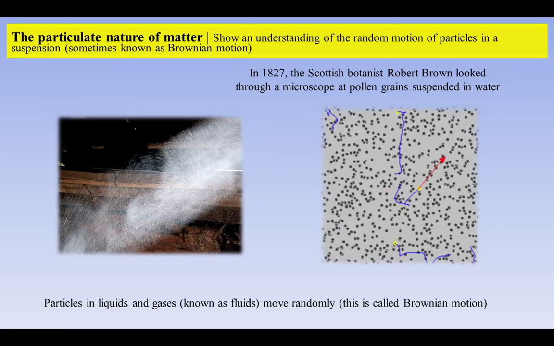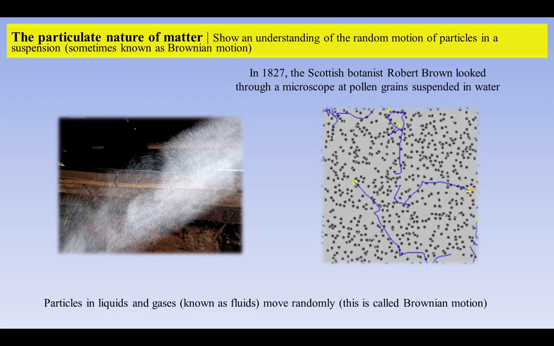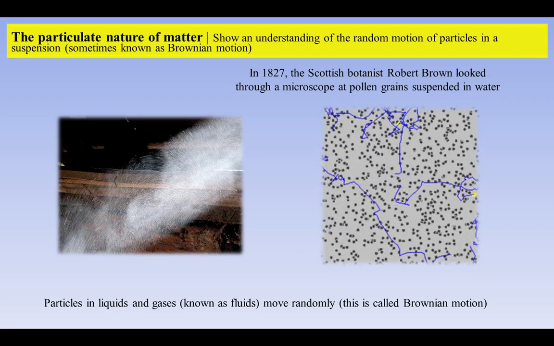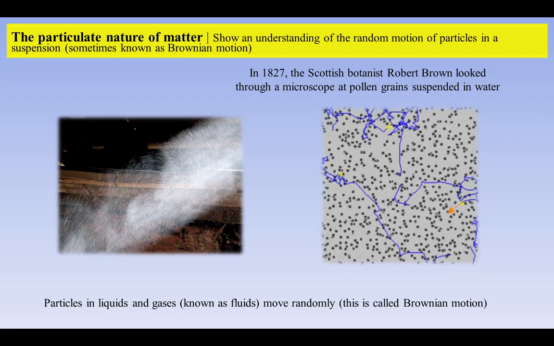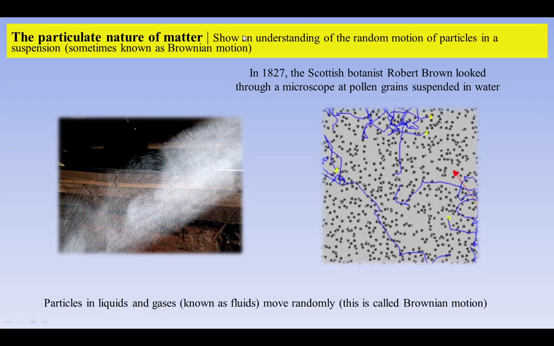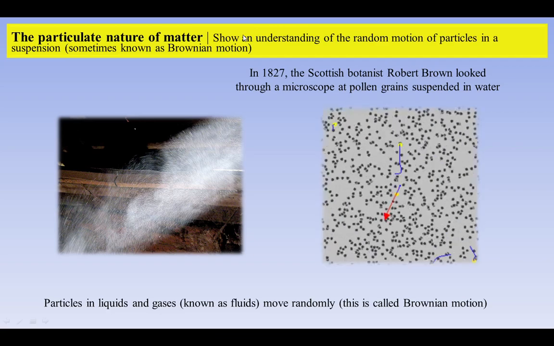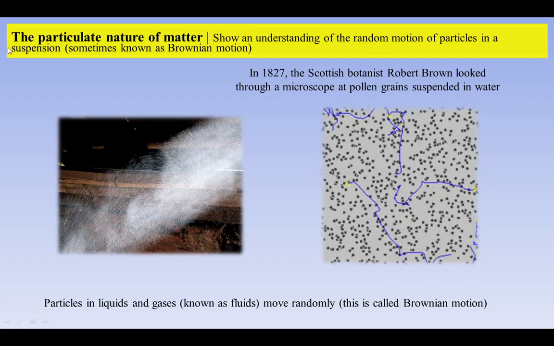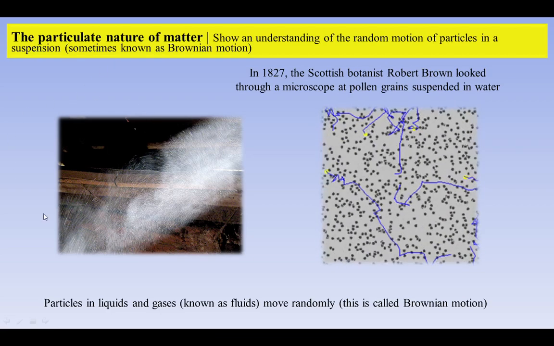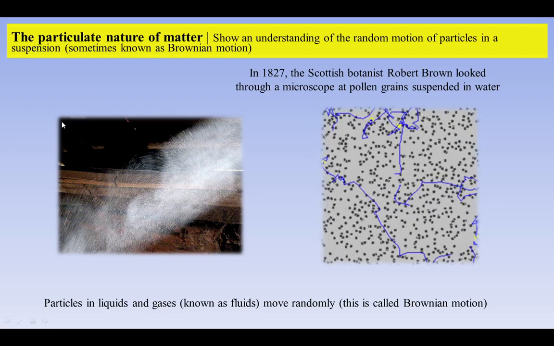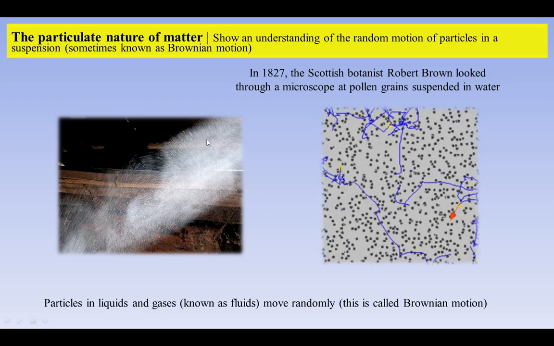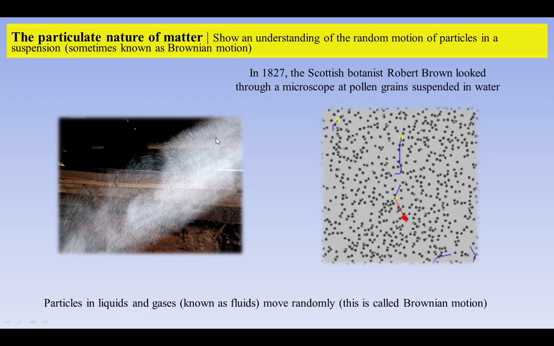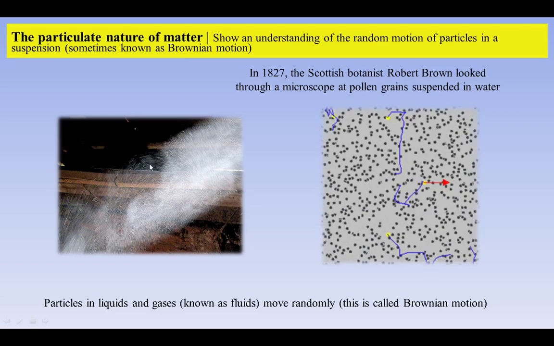Okay, good. Now let's take a look at the Brownian motion. In this part here, we will be trying to show an understanding of the random motion of particles in a suspension. So in this image here on the left, you can see that we have particles of dust which are, let's say, dancing in the sunlight.